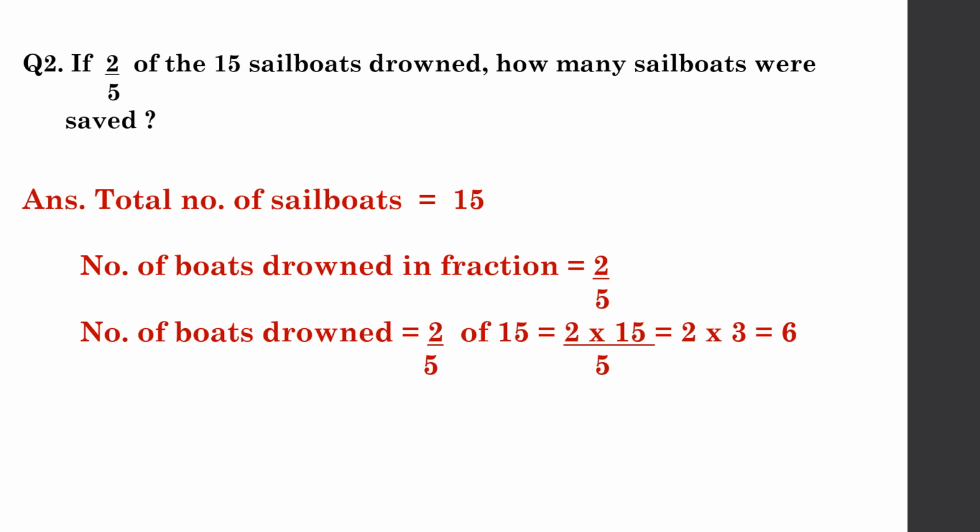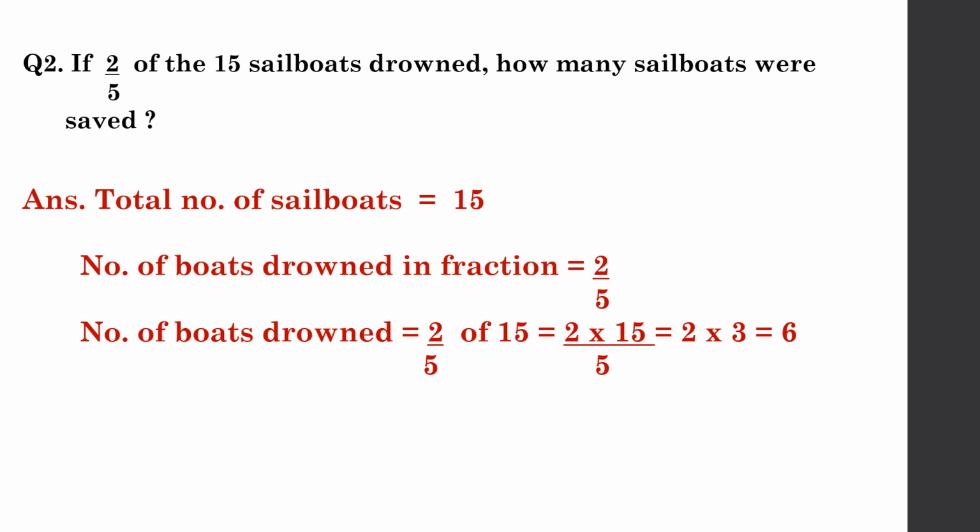Or the other way is you just try to reduce to its lowest term. See, 5 and 15, both of them can be divided, as 15 comes in the table of 5 3 times. So you can do it here also, write that, and then you will write 2 into 3. So 2 3s are 6. So again you will get the same answer, 6. So 6 boats were drowned.